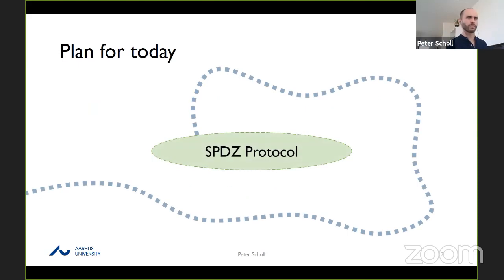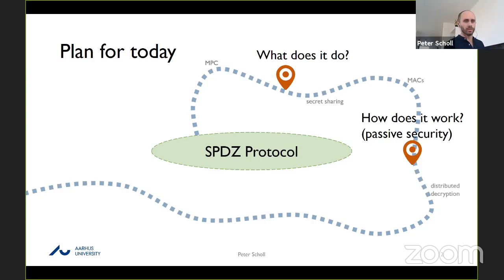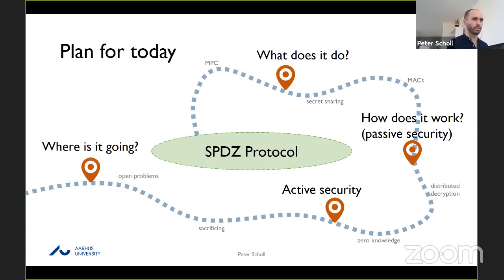Okay, so the rough plan for today is to take you on a little journey of SPDZ. Starting with some background on where it fits into MPC, what kinds of tools it uses, and then moving on to describing the protocols. I'll look at a simplified passively secure version of the protocol before moving on to the full protocol with active security, which uses some more complex techniques like zero-knowledge proofs. The last chunk of this talk will be dedicated to looking at some open questions in the area, in particular a few directions which I think might be interesting and relevant for people working in lattice-based cryptography.